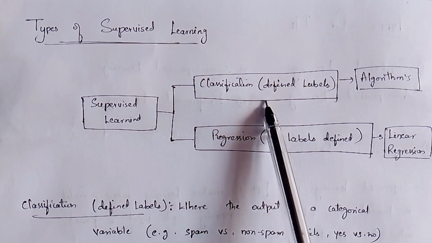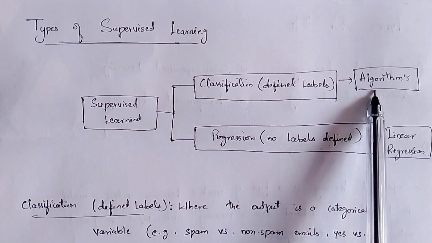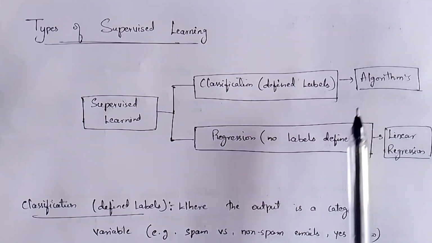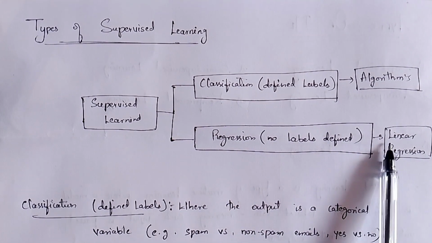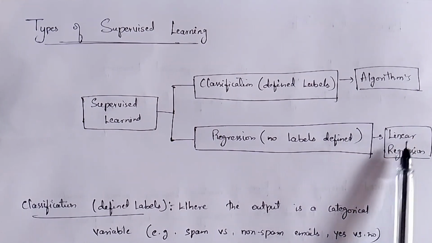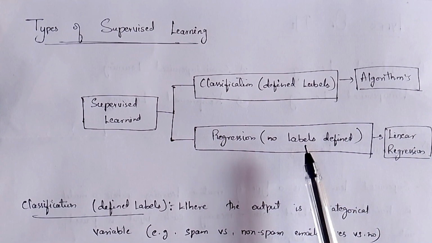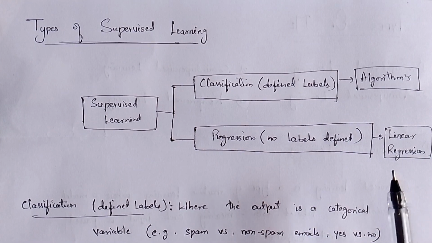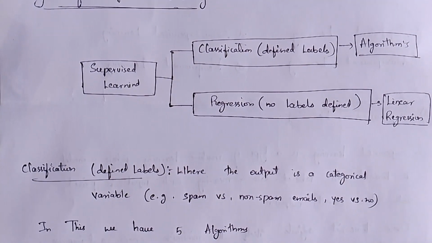In classification, we have five algorithms which we will be discussing further, and in regression we have only one algorithm, that is linear regression. I'm going to cover this topic in this video, so be with me till the end of the video. Now let's start with classification. Here in classification, we are going to give an output which is a categorical variable.